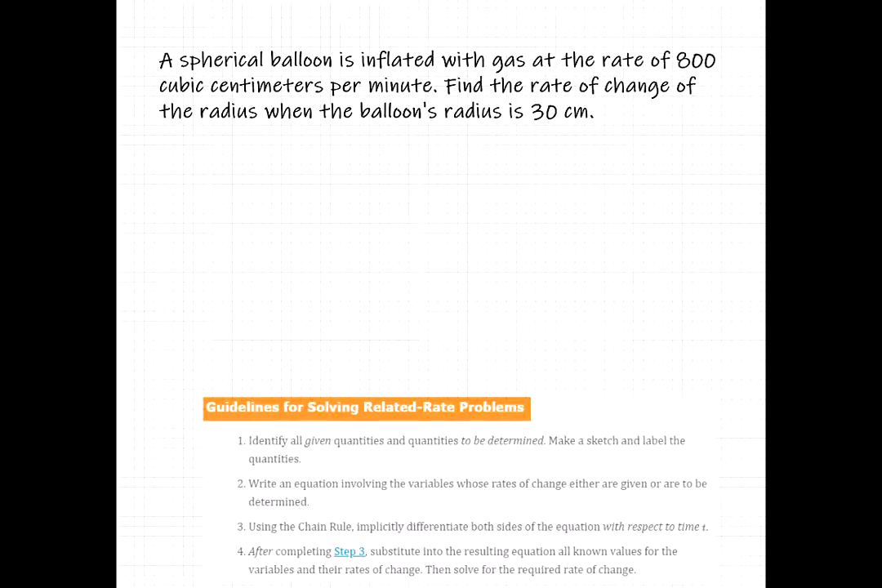So a spherical balloon is inflated with gas. Okay, so that's telling us we're looking at volume, and we're also looking at the radius. The geometric shape is the sphere, and we have a formula that relates volume and radius. The volume of a sphere is equal to 4/3 pi times the radius cubed. Okay, so now we've related the quantities.